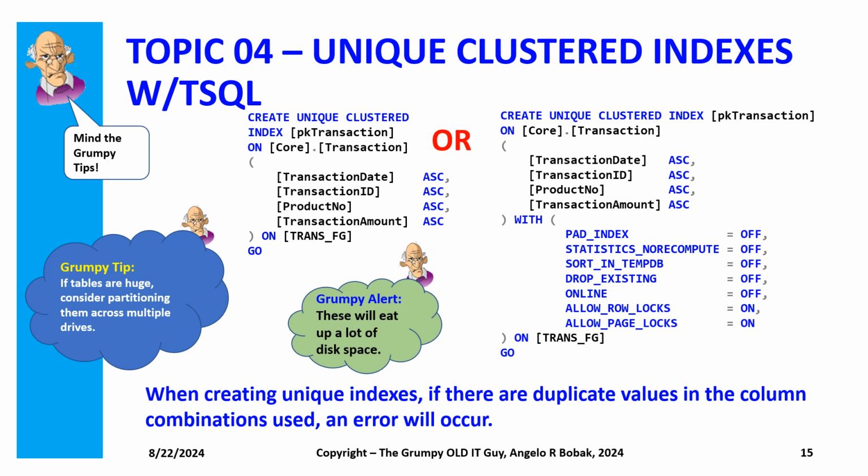Allow_row_locks equals ON specifies whether row level locks are allowed. Allow_page_locks equals ON specifies whether page level locks are allowed. ON trans_fg specifies the file group trans_fg on which the index will be stored. This command creates a unique clustered index on the specified table with specific columns and options to optimize data access and storage. Grumpy tip reminder: have a dedicated file group and associated files for indexes to speed things up.